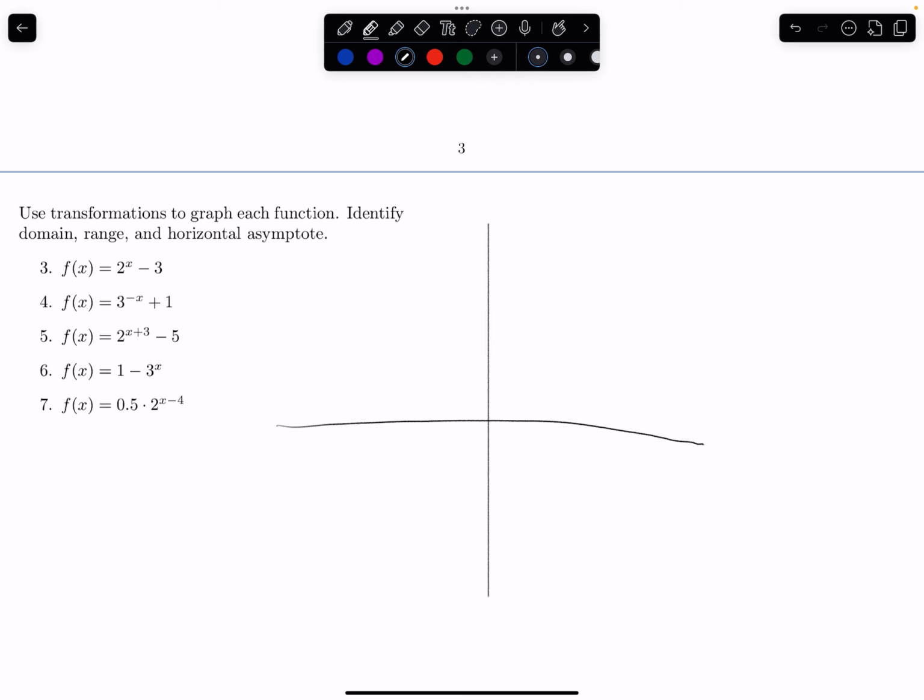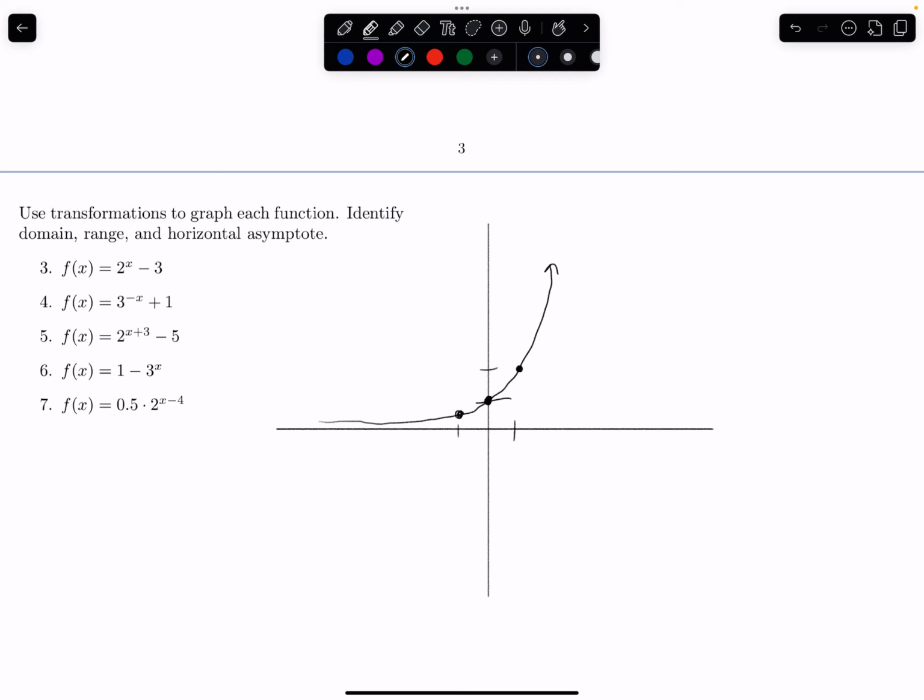It's just a translation down, right? So let me start by graphing the original function. This is 2 to the x, something we've seen before already. 2 to the 0 is 1, so you typically always get that. If I look at the original f of x equals 2 to the x function, it should look something like this, right? At 1, it's 2 to the first, which is 2. At 2, it's 2 squared. And at negative 1, you're at 1/2.